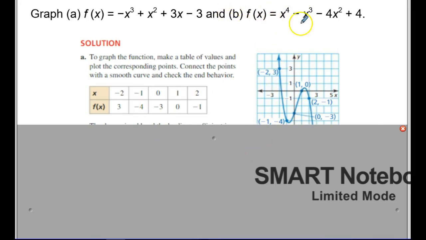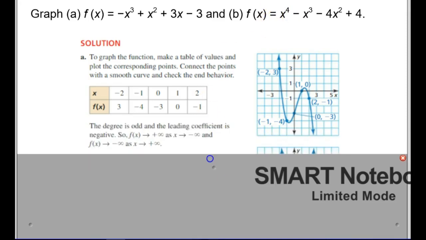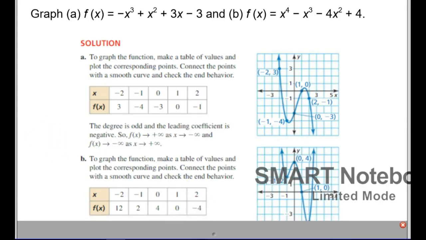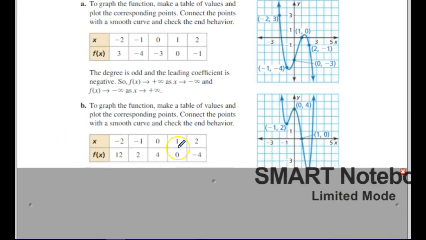So here on part B, I'm going to look at end behavior first. I see that I'm even, so they're either both going to be up or both going to be down, and this leading coefficient is positive, so I know they're both going to be up. Okay, so then again, I just plug in some points. I come up with some x values, and again, you'll see I picked the same x values, and I plug them into my function, and I come up with my f of x values or my y values. Then I plot those points, and I connect them using my end behavior with a smooth curve and see exactly what it looks like.